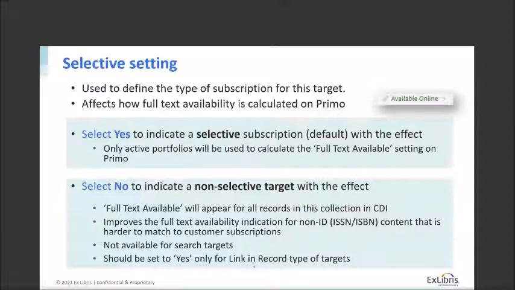Why? Because if you set this setting to no for a link resolver type of target, it will mean that you say all of the content is available in CDI, and all of the records from the collection will get this available online indication. But if there are missing active portfolios in SFX, the linking goes by the link resolver, and you'll end up with a dead link because SFX will not have any active portfolios. It will not be able to show a nice link either. So we definitely do not recommend changing the settings for link resolver type of records. For link in record, it's a useful thing.